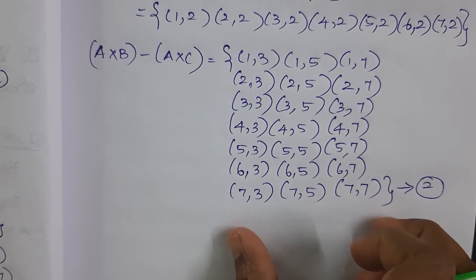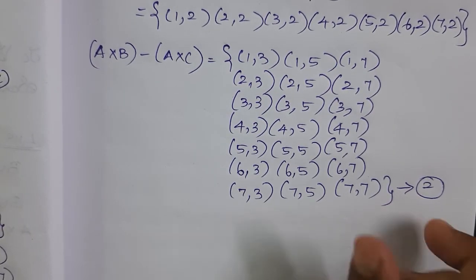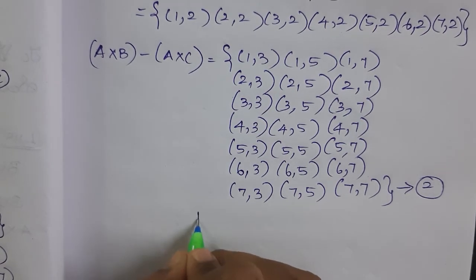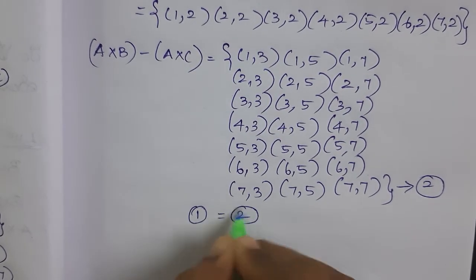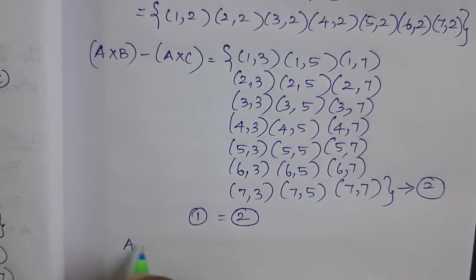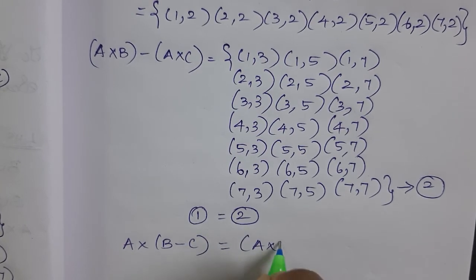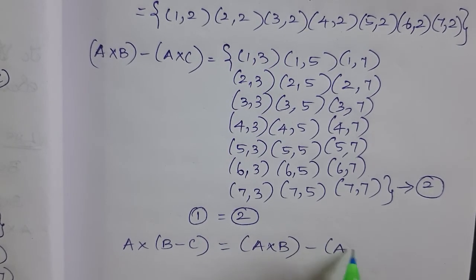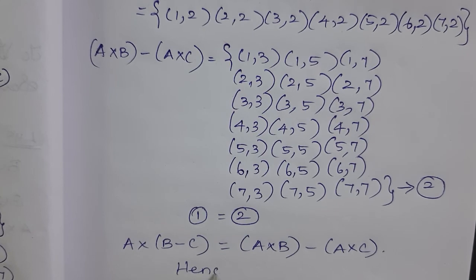If you check and compare equation 1 and 2, they are equal. Equation 1 is equal to equation number 2. That is, A cross B minus C is equal to A cross B minus A cross C. And hence we have verified.